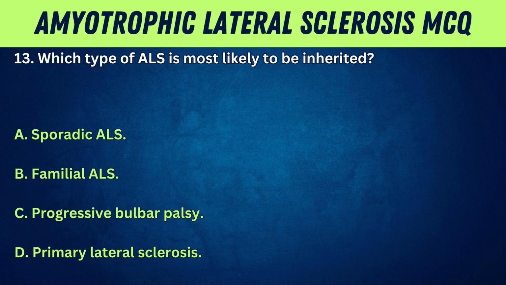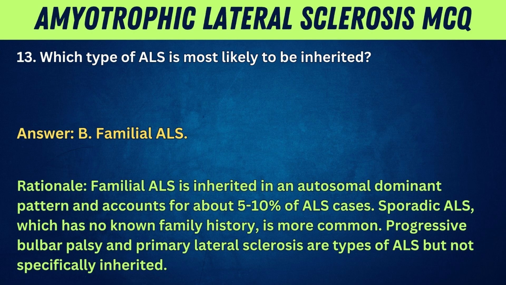13. Which type of ALS is most likely to be inherited? A. Sporadic ALS. B. Familial ALS. C. Progressive bulbar palsy. D. Primary lateral sclerosis. Answer: B.